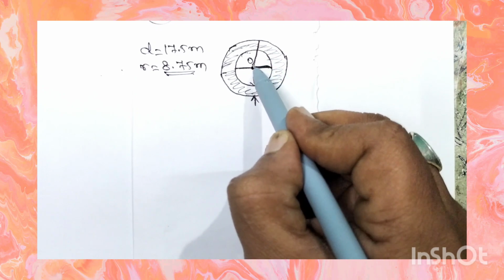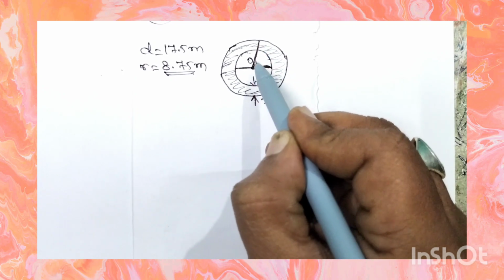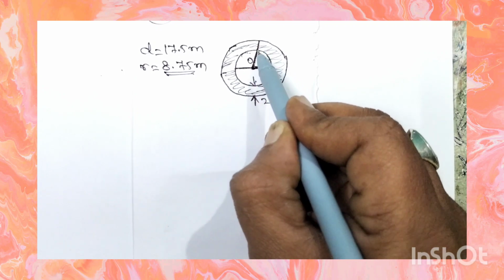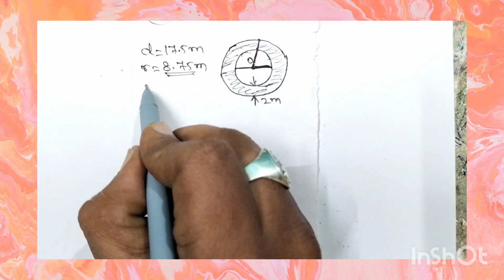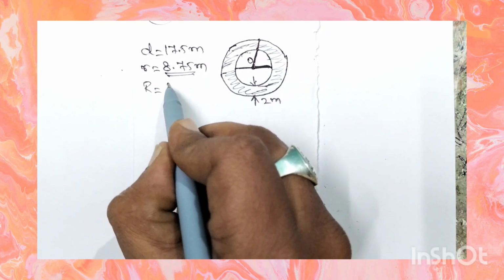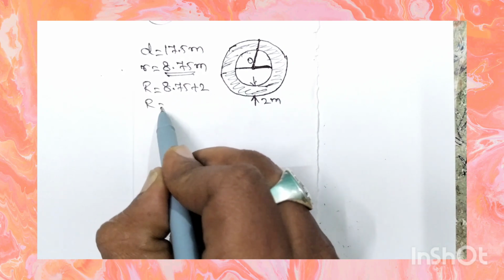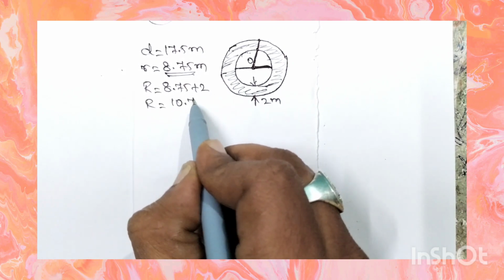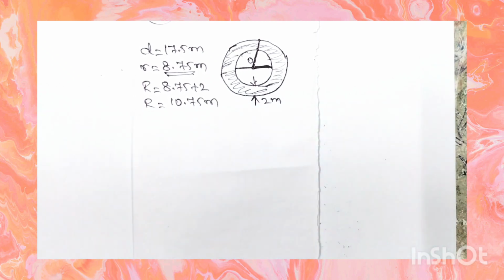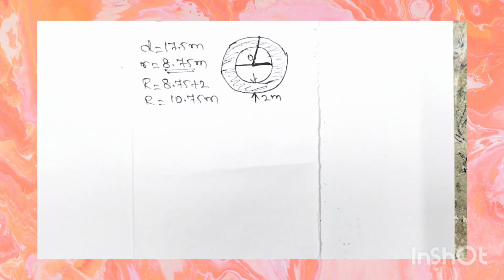The radius of the outer circle: from here to here 8.75, and from here to here 2 meter. So the capital R is equal to 8.75 plus 2, that is equal to 10.75 meter. So 10.75 meter is the radius of the bigger circle.